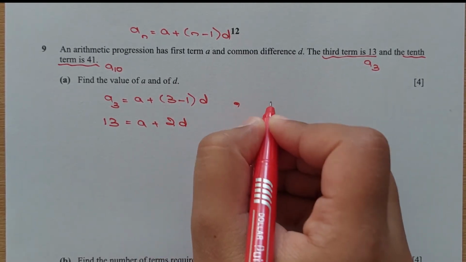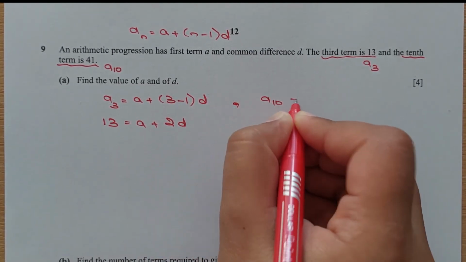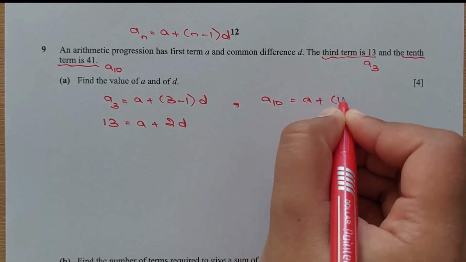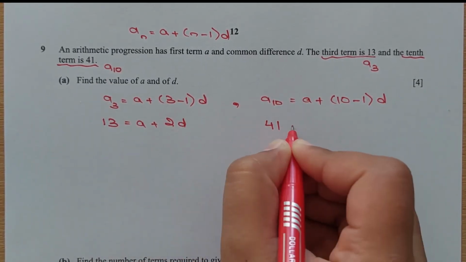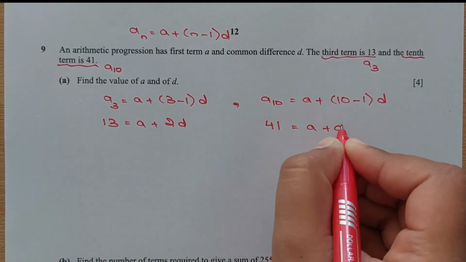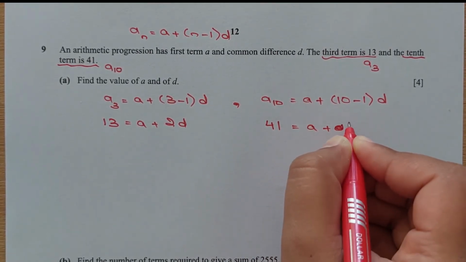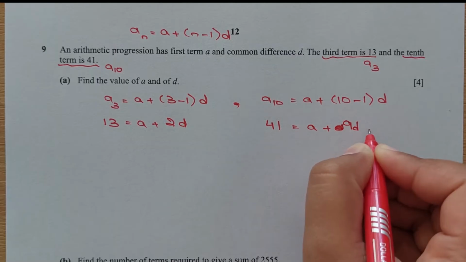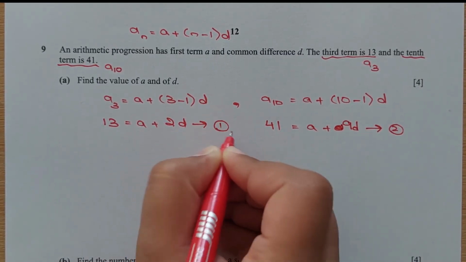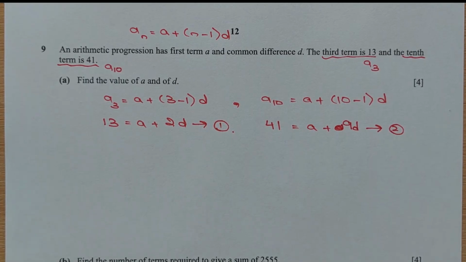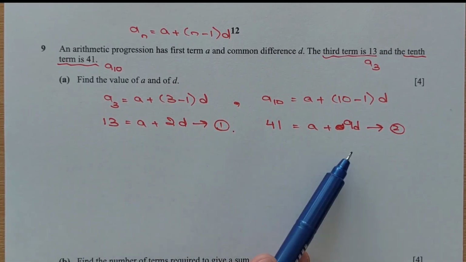And we have been given the 10th term. So A10 equals A plus 10 minus 1 into D. A10 is 41. 41 equals A plus 9, sorry, 9D. This is my second equation and the first, right? Okay, so we need to solve the two equations to get the values for A and D.